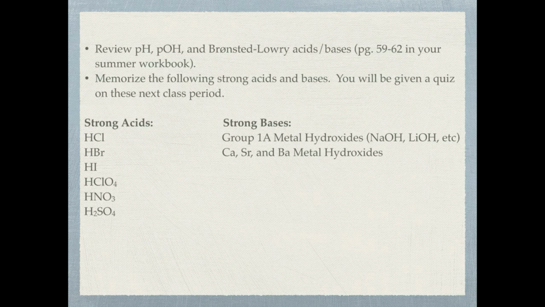So your strong acids are HCl, HBr, HI, HClO4, HNO3, and H2SO4. I would recommend creating some kind of mnemonic to remember the strong acids, because those are the ones that are slightly difficult to remember. Your strong bases are really easy to remember. They're going to be all of your group 1 metal hydroxides, for example, sodium hydroxide, lithium hydroxide, etc. So any group 1 metal with hydroxide, and then calcium, strontium, and barium with hydroxide. Those are going to be strong bases.